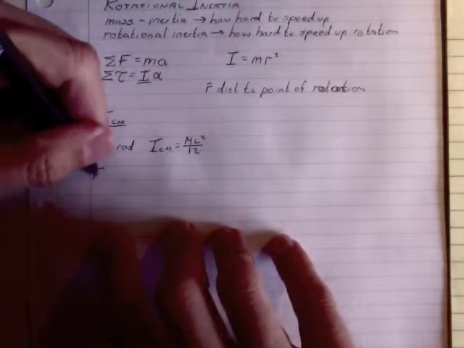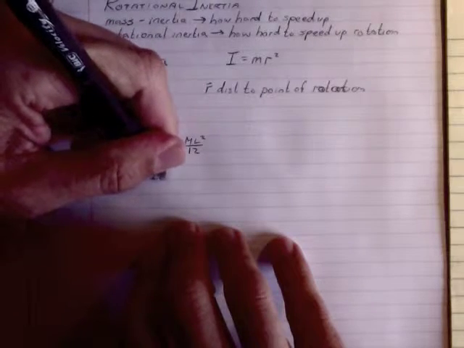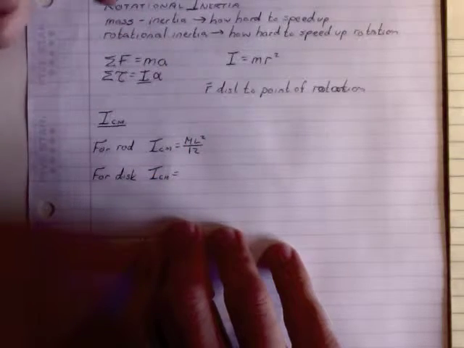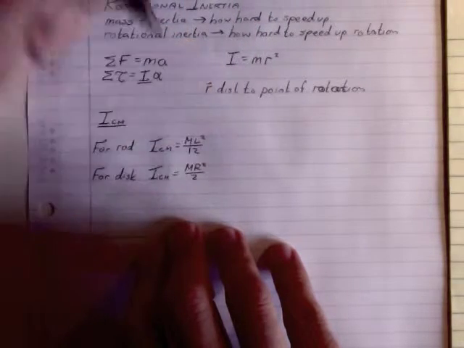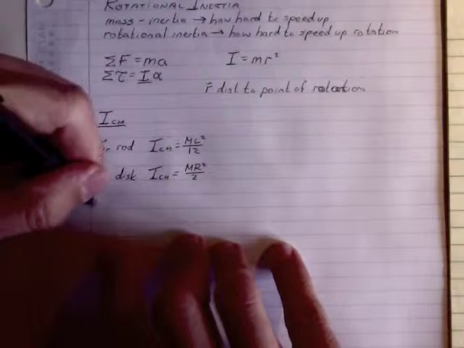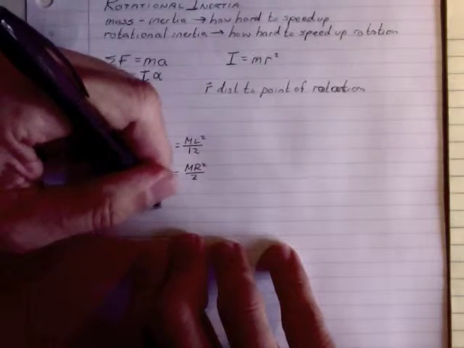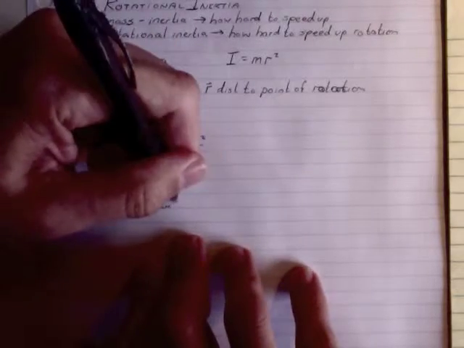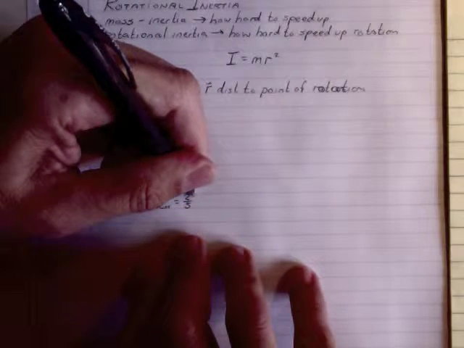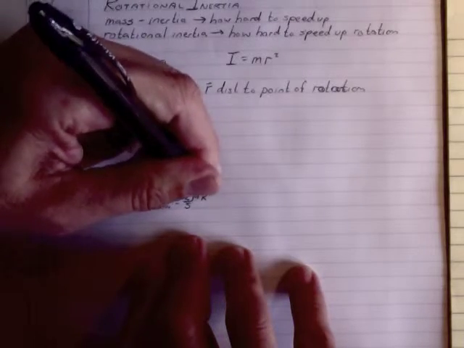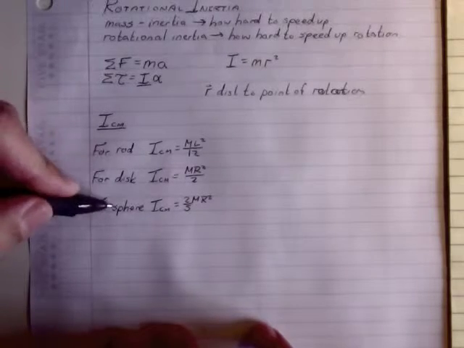For a flat disk, I center of mass equals m times the radius of the disk squared divided by 2. For a sphere, it equals 2/5 m r squared. I'm going to show you how we get these in the next video.